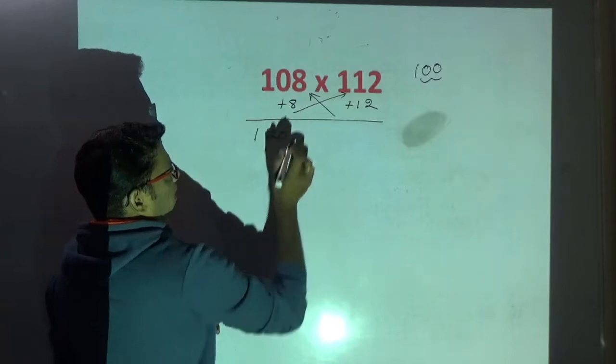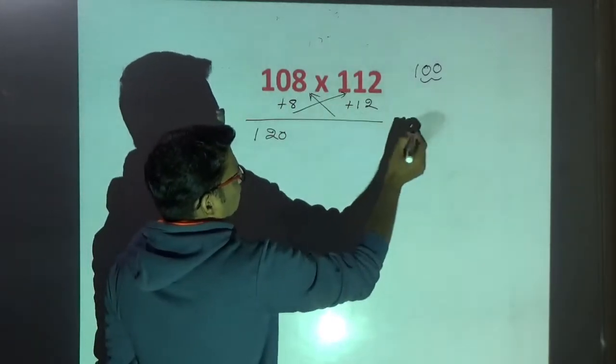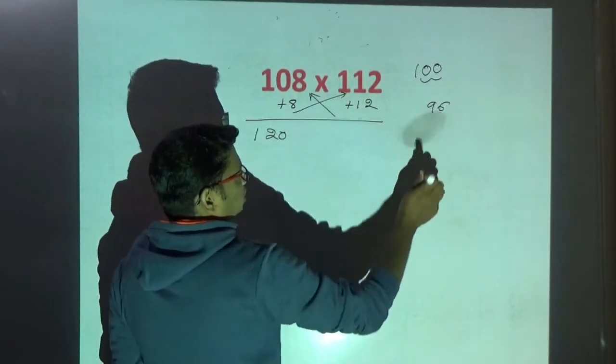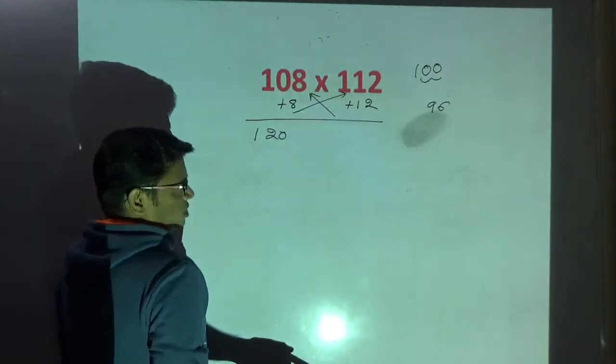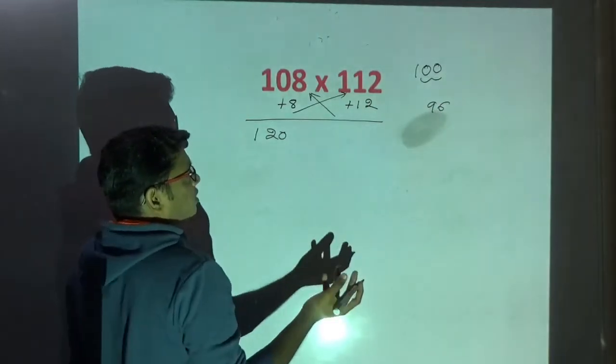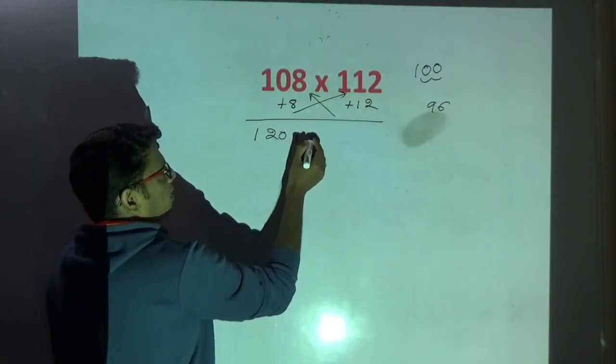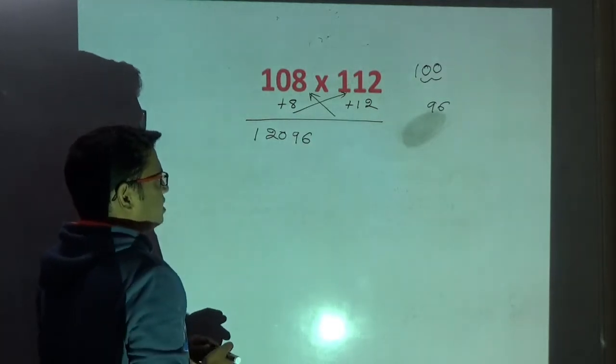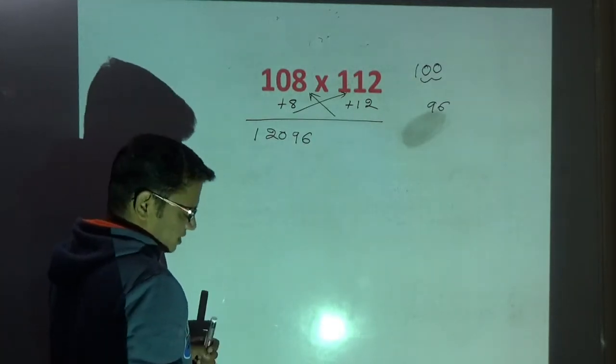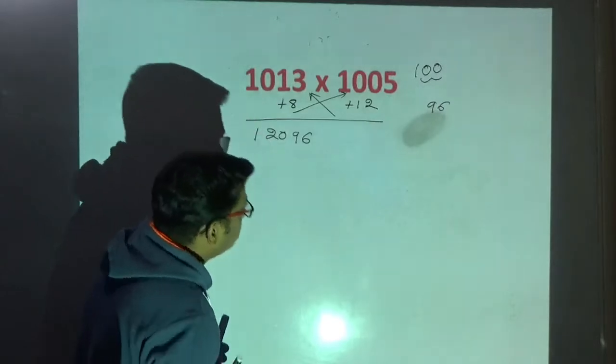Then I need to multiply 12 and 8. 12 times 8 is 96. Check how many zeros 100 has. 2 zeros. Here 96 is 2 digits. So I can write directly. So the answer for this example is 12096. Hope you have understood. Let me go for one more example now.